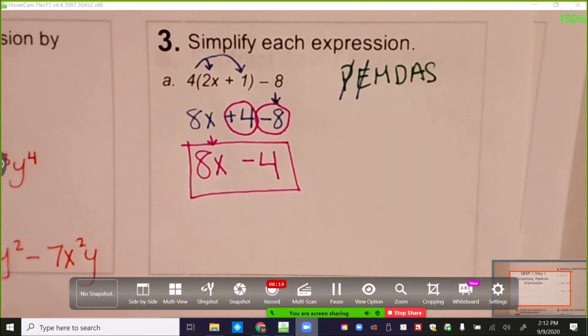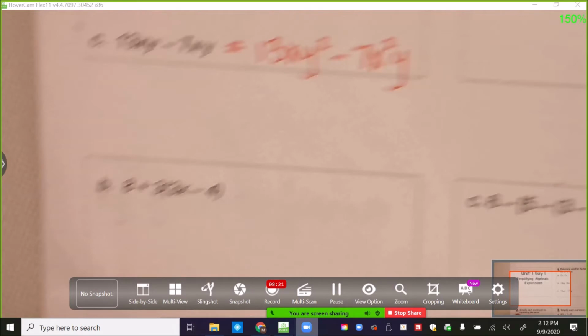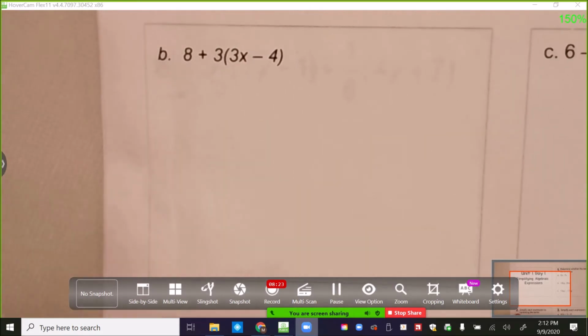There's your answer. Okay? So I'm going to have you try one. Don't forget to do PEMDAS, because it takes me forever to take roll, just so y'all know.